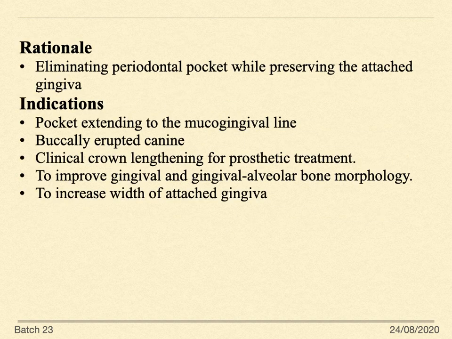So the rationale is to eliminate periodontal pocket while preserving the attached gingiva. That is the main idea of this apically displaced flap. An undisplaced flap will not preserve the attached gingiva. If you are giving the incision, you are going to remove the gingival tissue and replace the remaining tissue there, whereas in apically displaced flap, you are going to move the entire gingival complex apically so that you are going to increase the attached gingiva.